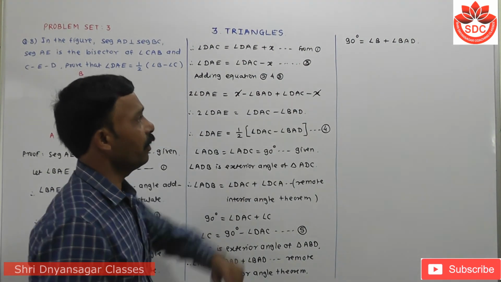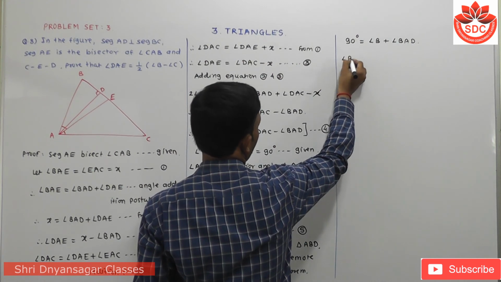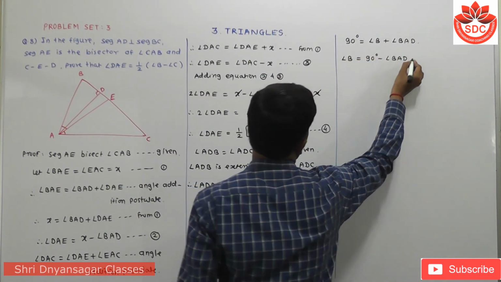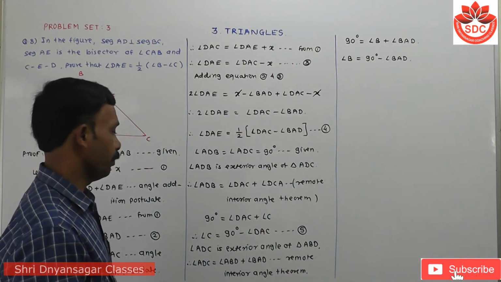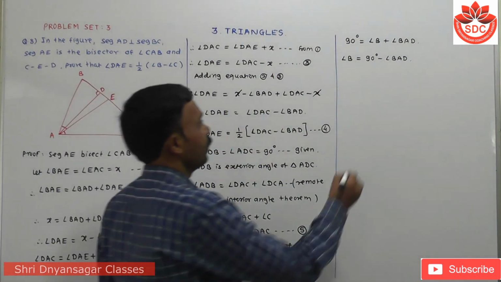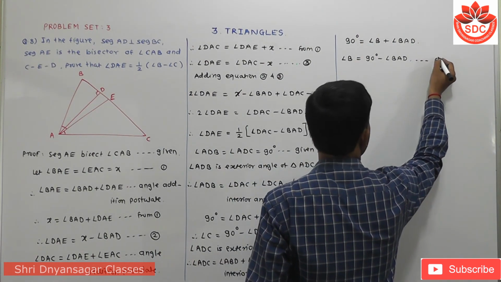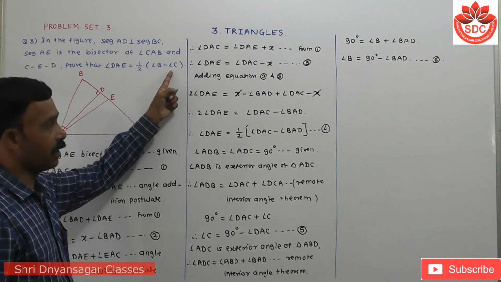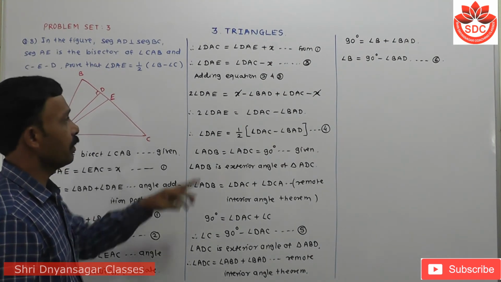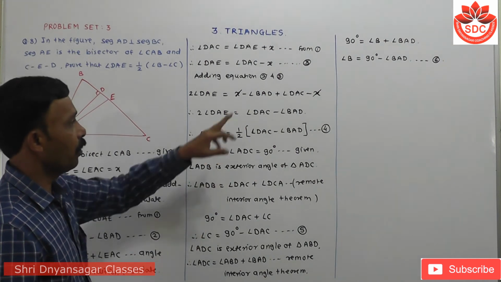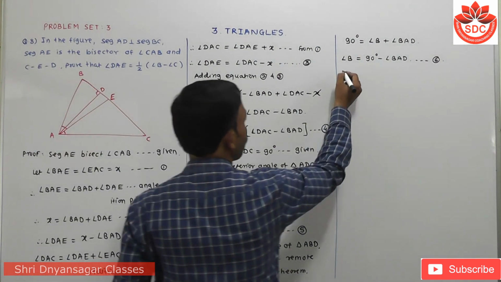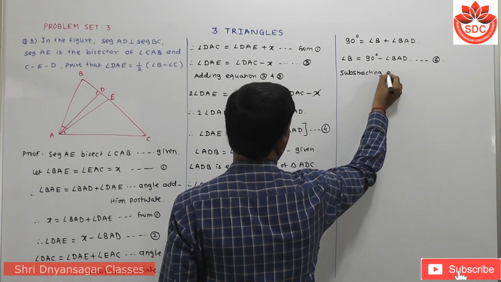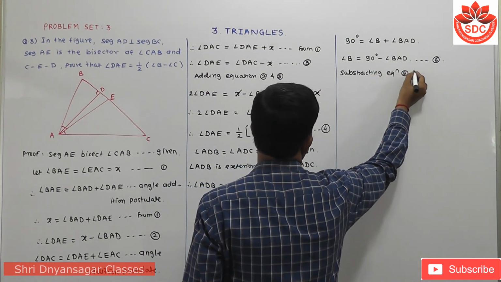Student, then I have to find out the measure of angle B from here. Therefore, B is equals to 90 degree minus angle BAD. Let this be equation number 6. Then observe carefully. We have to find out angle B minus angle C. So here we have to subtract this 5 from 6. So subtracting equation 5 from equation 6.